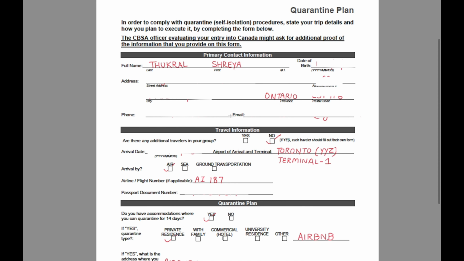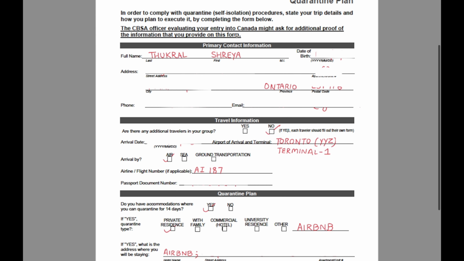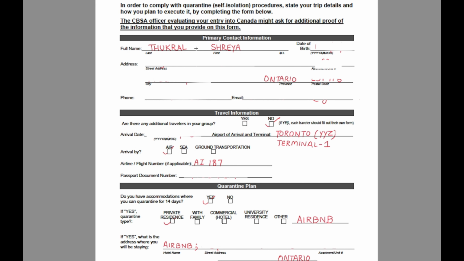So basically, her form says quarantine plan. In order to comply with quarantine procedures, state your trip details and how you plan to execute it. And the CBSA officer will be evaluating it when you enter Canada. So full name, so she entered her first name, Shreya, and last name, Tugral. Then you need to enter your date of birth.